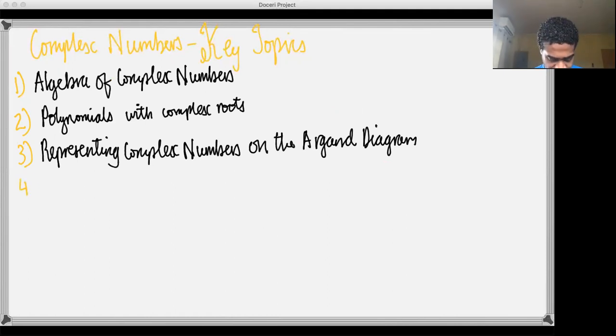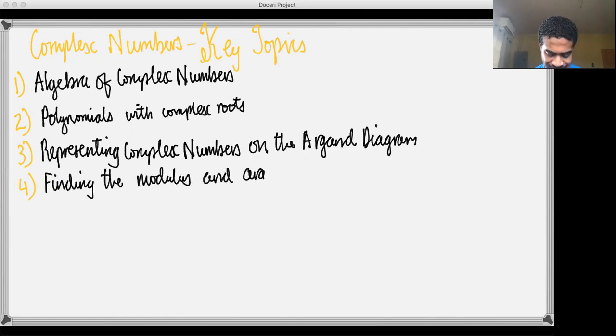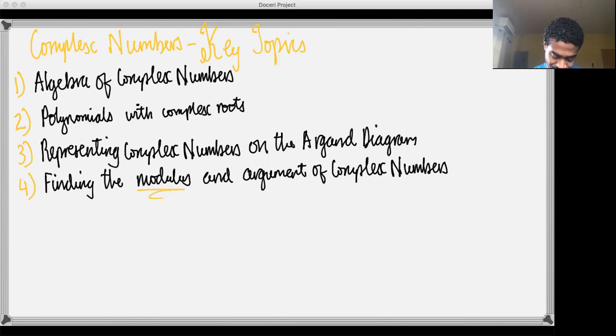All right, the fourth point is finding the modulus and argument of a complex number. See this, very, very important to make sure you know. So those things, you want to make sure you understand, because you would use them as well in the next point for sure.